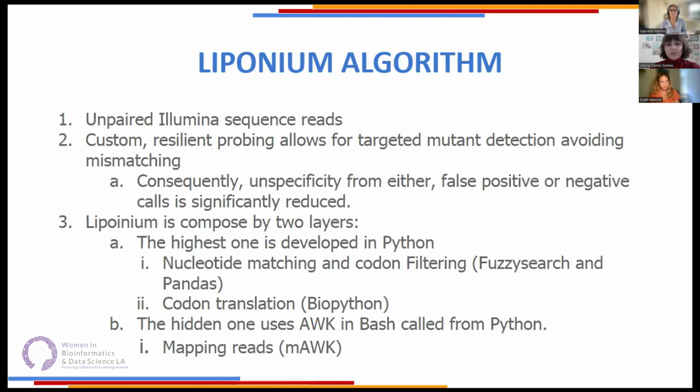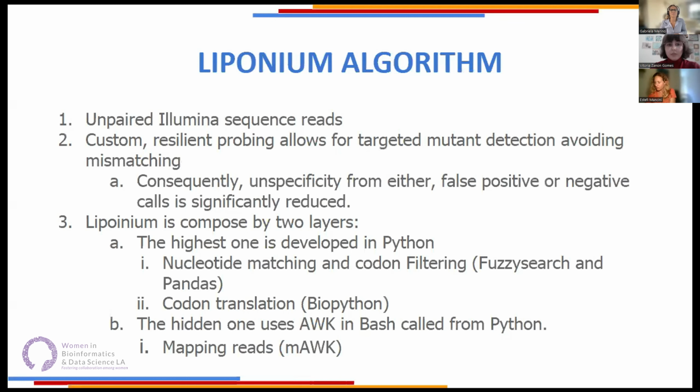To detect these mutations along the sequences, Liponium has a set of custom and resilient probes, allowing targeted mutation detection, that is, looking for drug resistance mutations related to a certain medication, avoiding mismatches during the process, consequently reducing the results' unspecificity, like false positive or negative results.